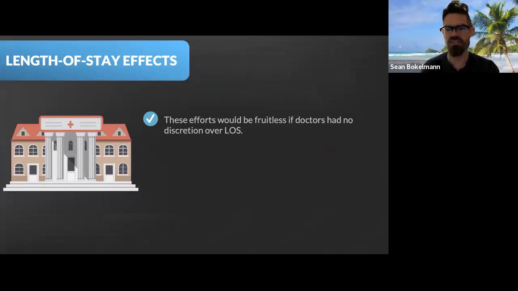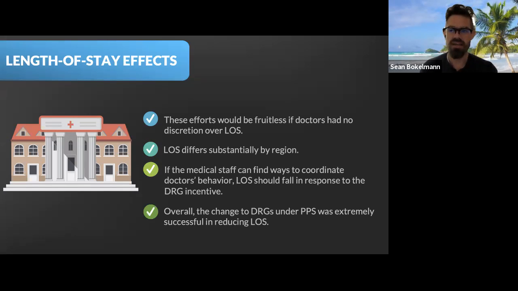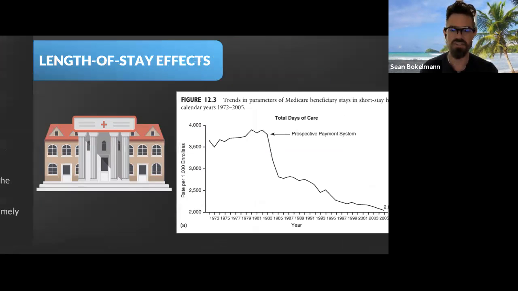Now, these efforts would essentially be pointless if doctors did not have any discretion over the length of stay of a patient. And furthermore, the length of stay is widely varied across regions. So really the only option is for the medical staff to find some way to coordinate doctors' behaviors. And then if they can do that, then the length of stay should fall in response to these DRG incentives. And overall, the change to DRG under the prospective payment system was actually really successful in reducing length of stay. And we can see that in this next graph here.